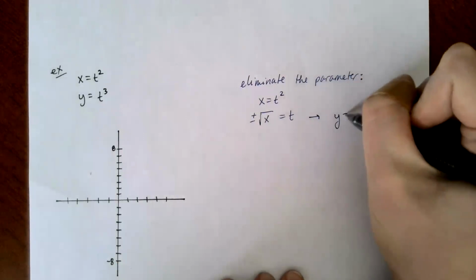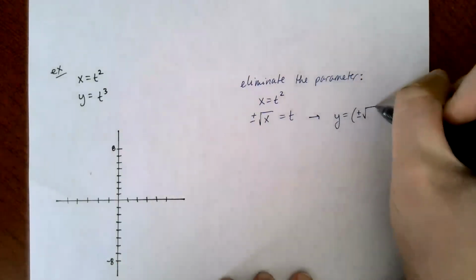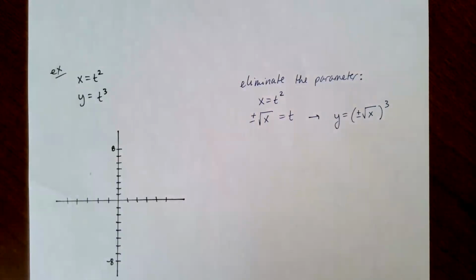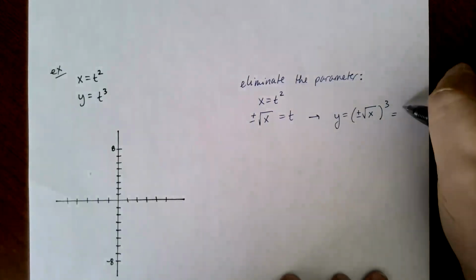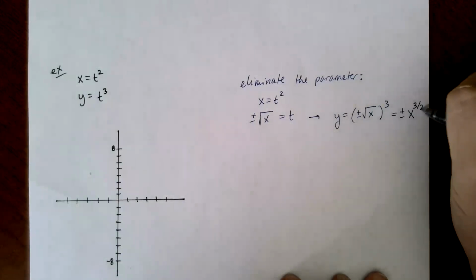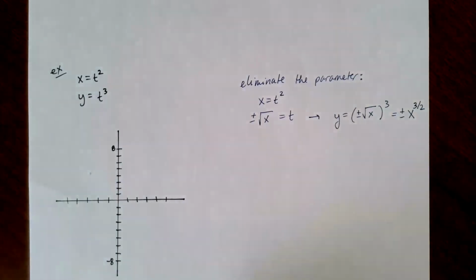So we have y equals a stand-in for t cubed. This is a little awkward with the plus or minus. It just stays there because the cube won't change the plus or minus. So we might call this x to the 3 halves with the plus or minus.